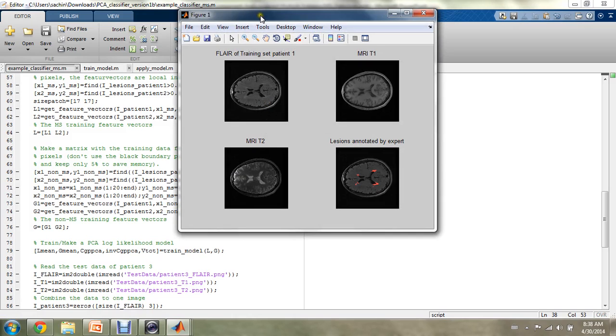So this is the first figure. It contains the FLAIR of training set patient 1, MRI T1, MRI T2, and these are the lesions annotated by experts. If you can see, there are red spots here that mark the lesions annotated by the expert. We'll just wait for a couple of minutes for the other set of outputs to generate here.